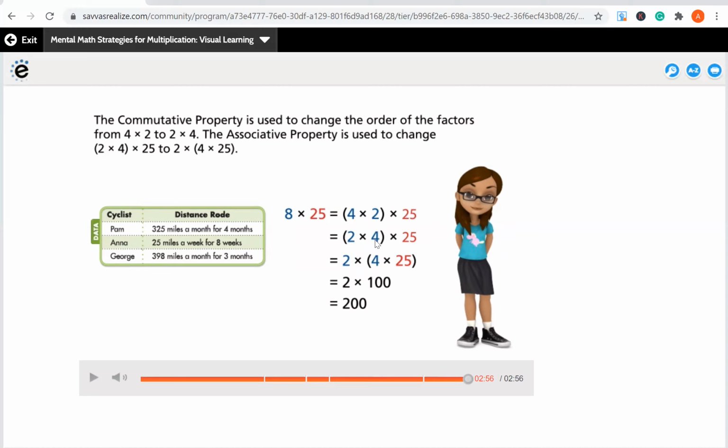And the associative property, he changed the group from 2 times 4 into 4 times 2, the group between parentheses, because it will make it easy for him. 4 times 25 equals 100. 100 times 2 equals 200. So you can change any number you want when there is a multiply sign. You can change the numbers, and you can change the groups.